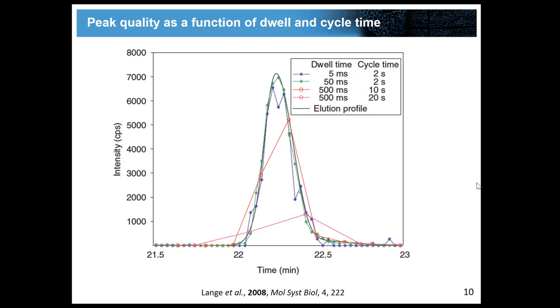However, when you go down with the cycle time to 2 seconds, this is now the blue and the green curve, they were actually getting very close to the true peak. And the difference between the two here is just the dwell time. So the blue curve has a very short dwell time of only 5 milliseconds. So you see the peak is much more spiky simply because we still have a lot of noise in the data. When we give the instrument more time to differentiate noise and true signal, we get this nice green line. Okay?